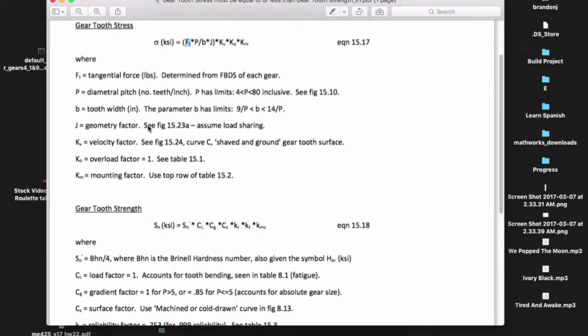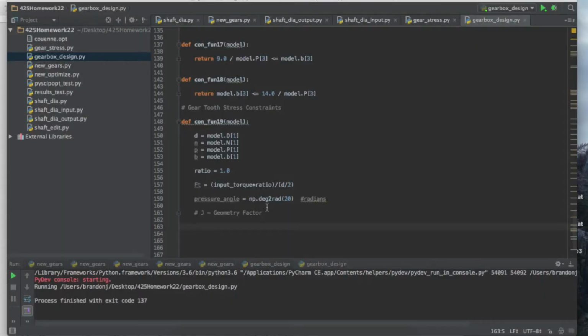So we'll start with the geometry factor. From here, J's geometry factor, figure 15.23. So in the worst case scenario for any given gear in the system, I figured that 0.3 is going to be a good approximation. It's going to make the stress the highest. So we'll do kV, which is the velocity factor now.